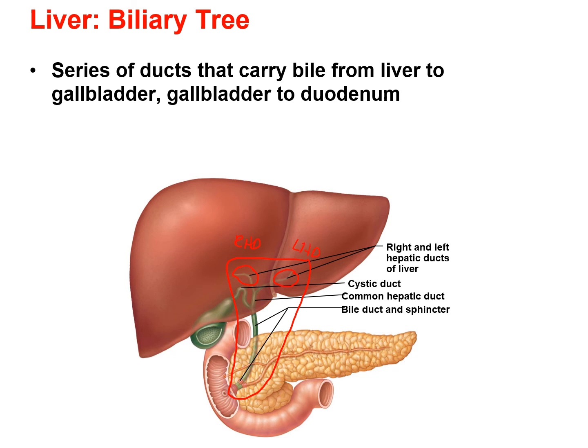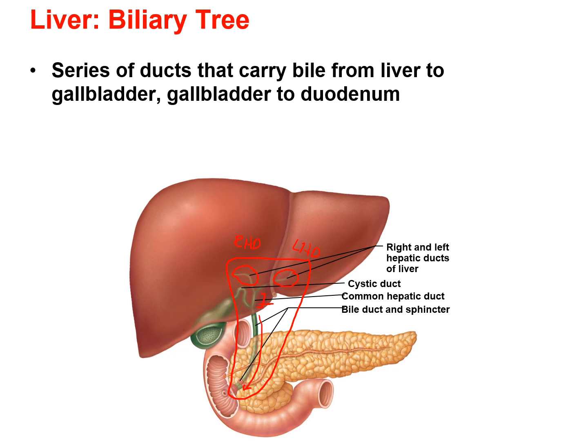Your right and left hepatic ducts are going to merge to form this single structure right here called the common hepatic duct. From the common hepatic duct, bile can take one of two different directions. So think of it as like choose your own adventure. Bile can go straight from your common hepatic duct to then drain into your bile duct to be delivered into the duodenum.